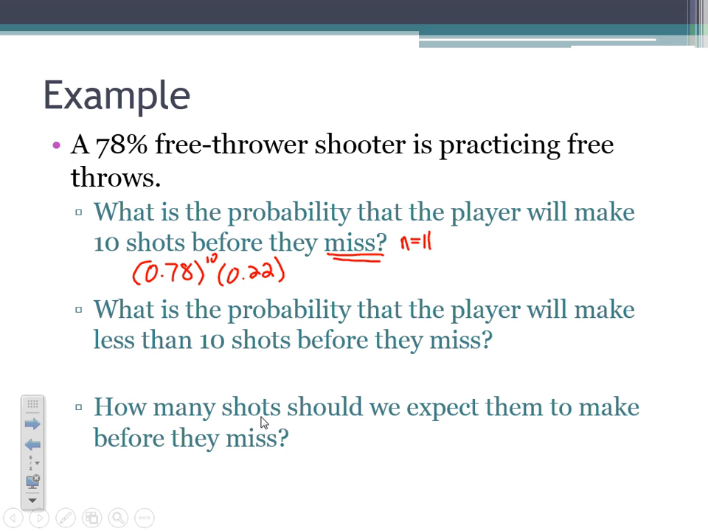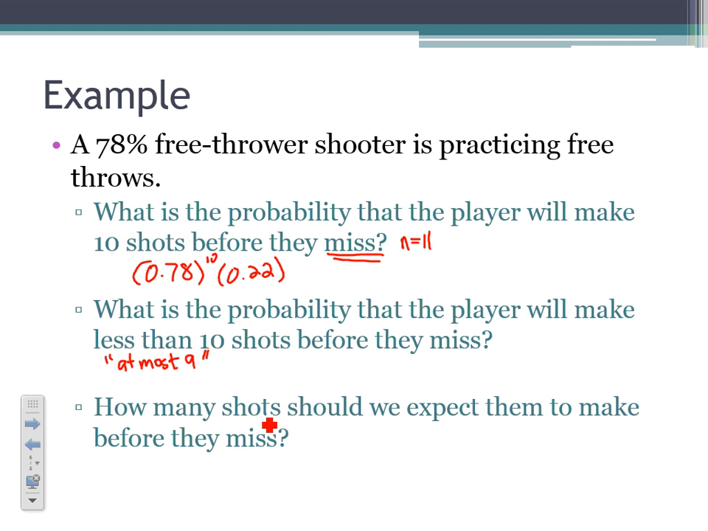And so what I want to think about is how could I rephrase this using either at least or at most? Well, saying what is the probability that the player will make less than 10 shots, that'd be the same as saying at most 9. And the reason why we want to think about this in an at most phrasing is because that helps us utilize that geometric CDF. Okay?